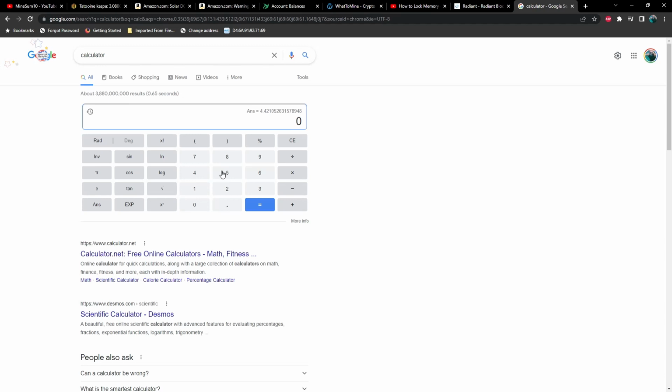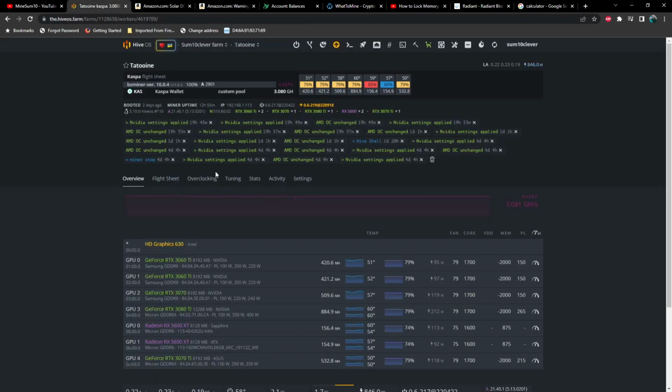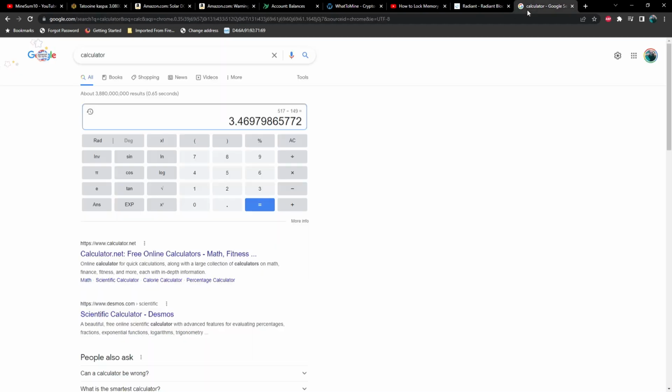517 at 149. Sorry, my mouse is giving me some issues. 3.46 mega hash per watt compared to 509 at 119. So yeah, significant differences there.